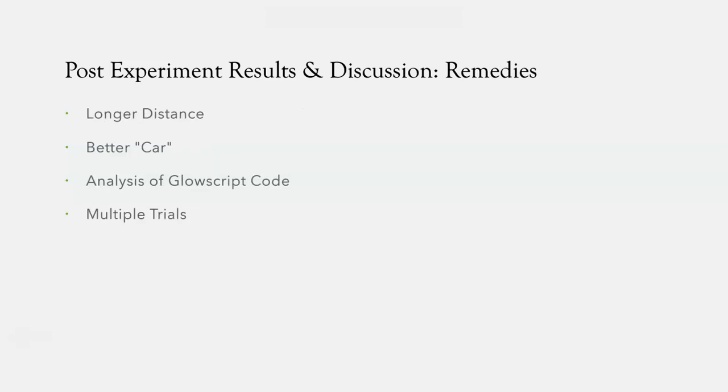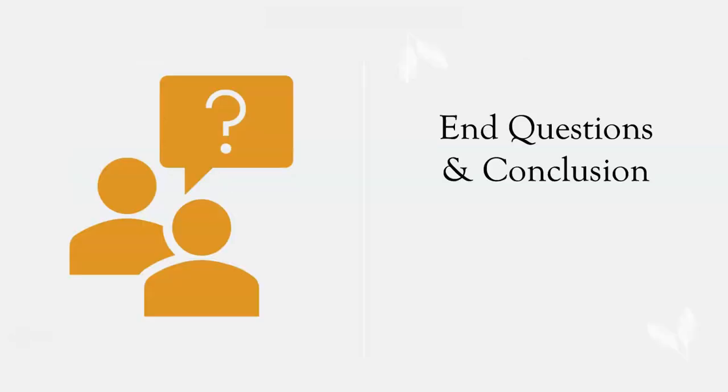The only way to possibly remedy this is to have a longer distance, just so that tracker can analyze better. A better car or test site, reducing those surrounding forces, and then an analysis of the GlowScript code and multiple trials, just so that we can get a better average.